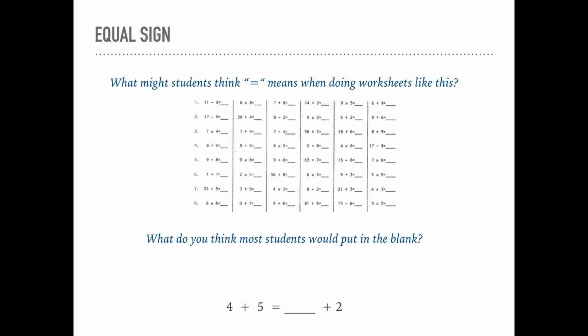So we need to think about more like, well, the left side is 4 plus 5, that's 9. But I don't put 9 in the blank. I need to think about the right side. That also has to equal 9. So something plus 2 has to equal 9. And of course, that correct answer would be 7.